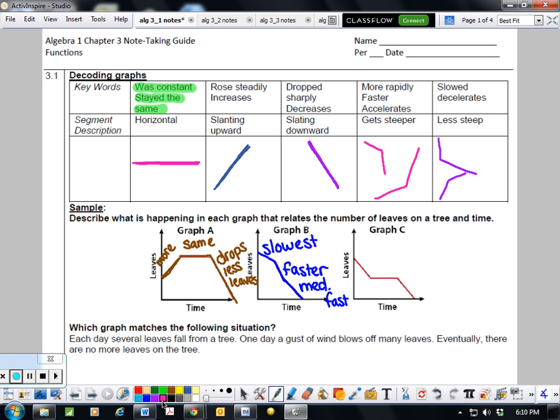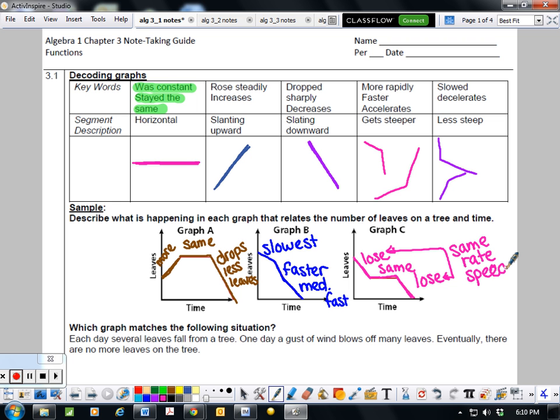Okay, and then our last one, we're losing leaves. And then we stay the same. And then we're losing leaves again. And it looks like these two parts where we're losing leaves are pretty much the same rate, because they look about the same steepness. So that's the same rate or same speed.